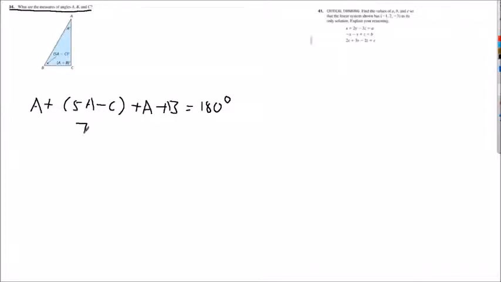Okay, first of all, 34. What are the measures of angles A, B, and C? So we know that they all equal 180, so we can write that now. A plus 5A minus C plus A plus B is equal to 180 degrees. Right? It's simple enough, right? We can add all of these together. We'll get 7A plus B minus C is equal to 180 degrees.